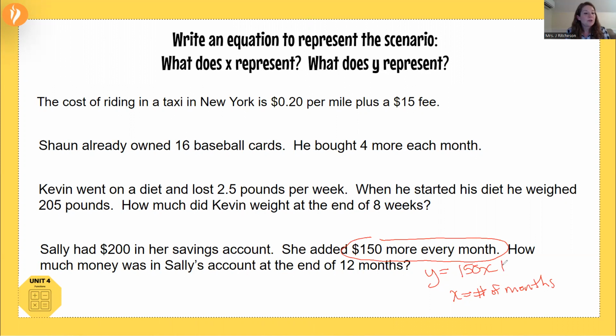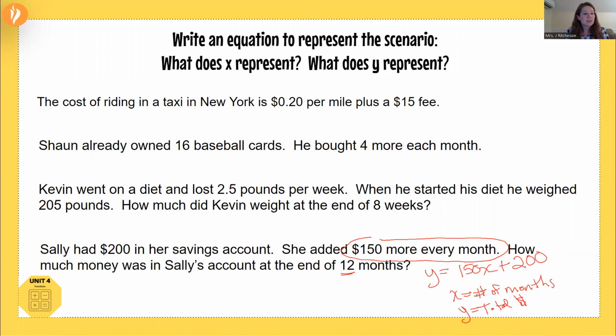And we have to include how much she started with. So we're going to add $200 to whatever this amount is. And so what does Y represent? The total money in her account. Okay. So now can we answer this question easily?